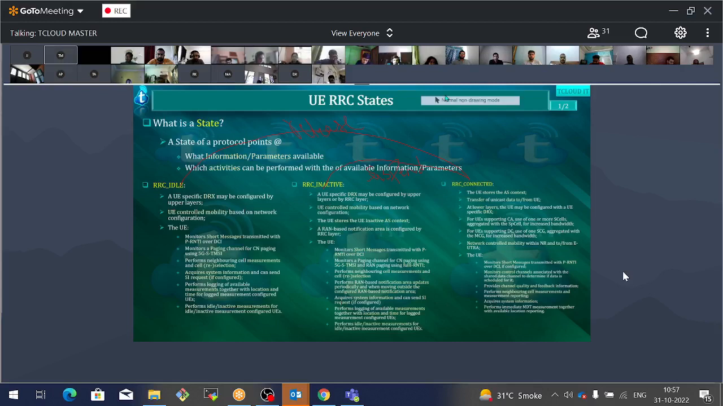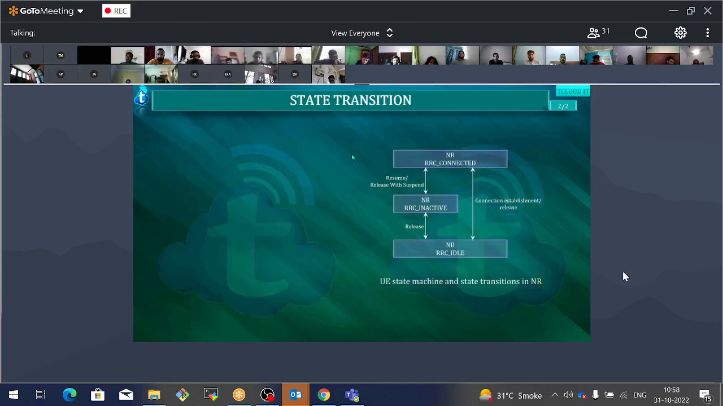This is shown in this particular picture here. You can be in NR idle. When you establish a connection, you move from idle to connected, or when you release the connection, you come back from connected to idle mode. Here you have the context available, which is called the active AS context, which you are using right now. But there is no context available once you release the RRC connection.